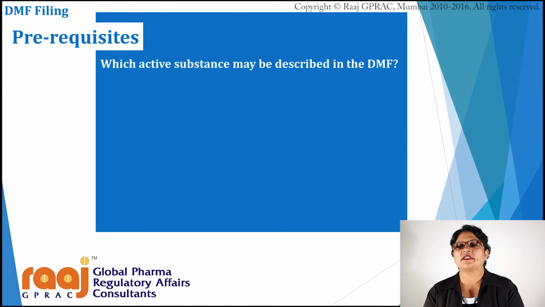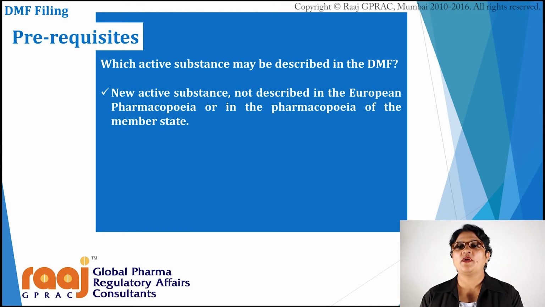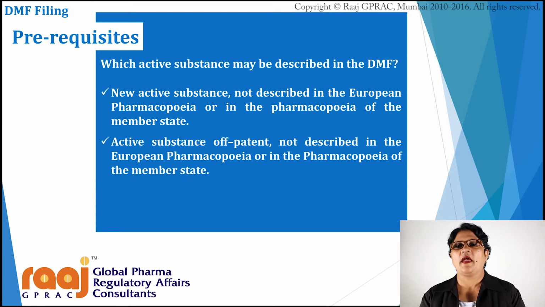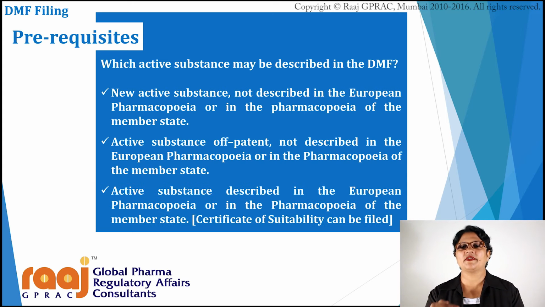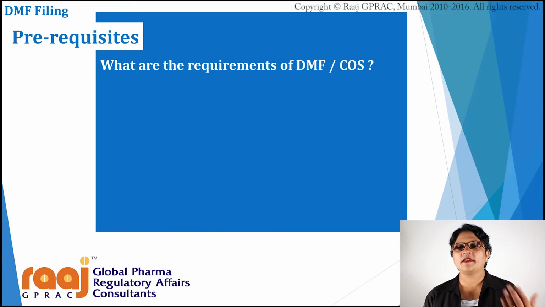Which active substance may be described in the DMF? New active substance not described in the European Pharmacopoeia or in the Pharmacopoeia of the member state. Active substance of patent not described in the European Pharmacopoeia or in the Pharmacopoeia of the member state. Active substance described in the European Pharmacopoeia or in the Pharmacopoeia of the member state. DMF can be filed.